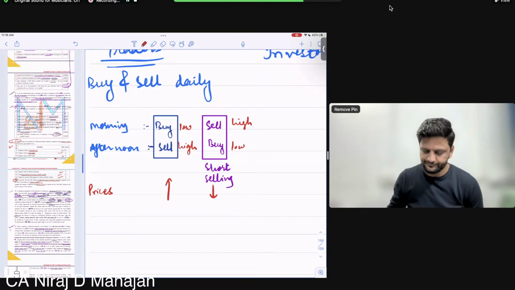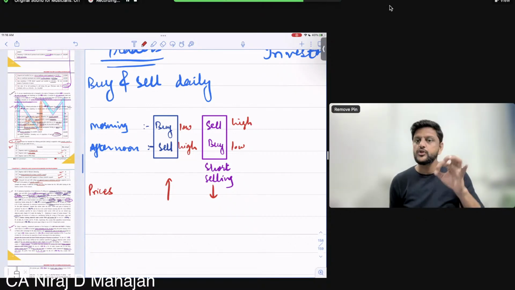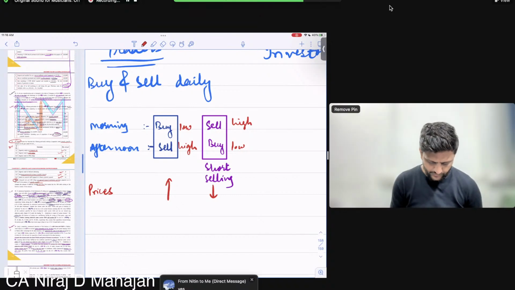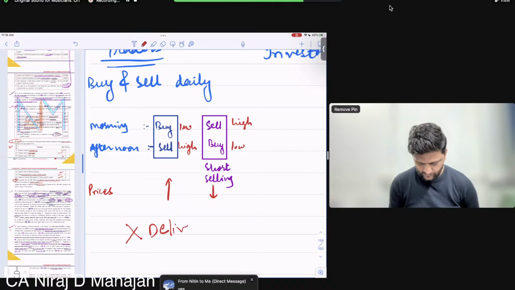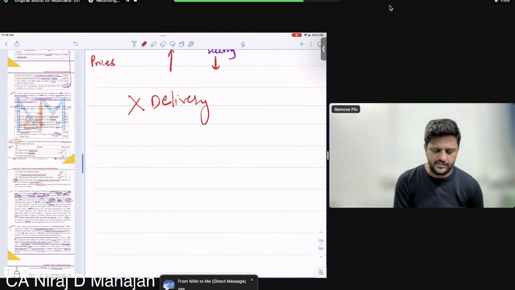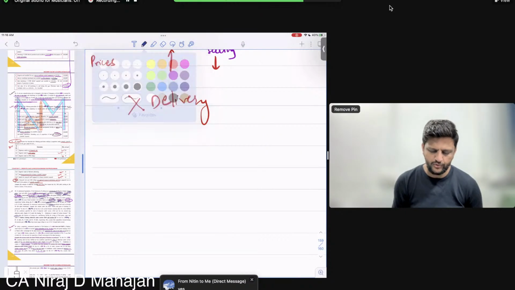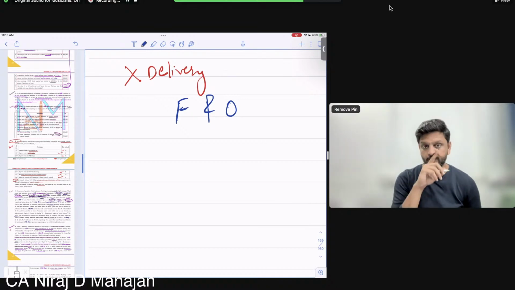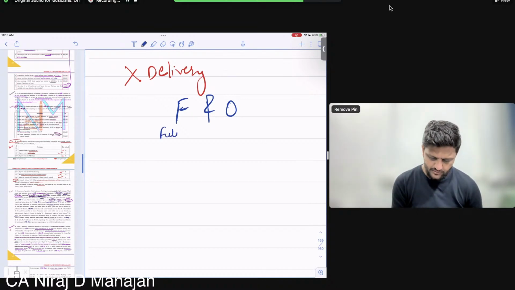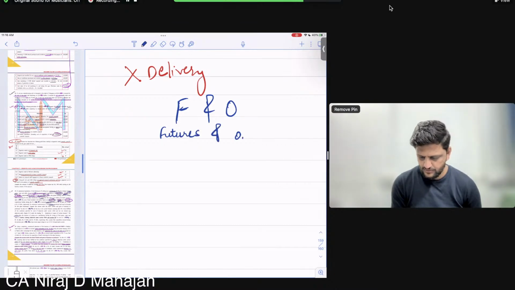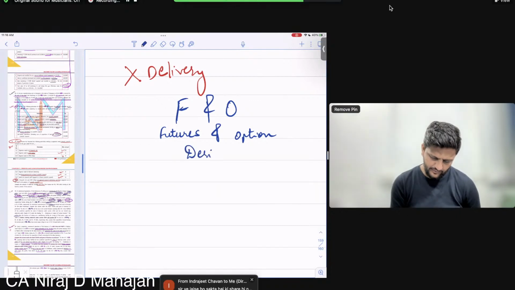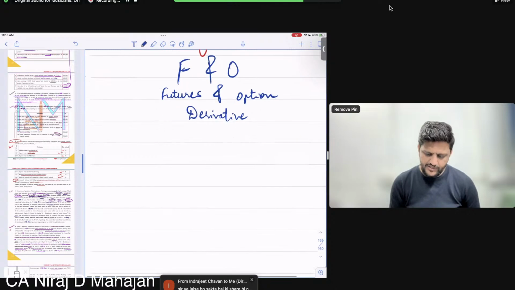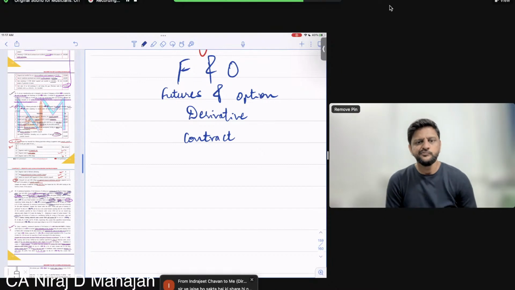Clear? Should I go ahead? So this is one of the ways where there is no delivery. Understood or no? And another fantastic concept which you can deal with at your own risk is F&O. That is futures and options, future trading or option trading. They're also called derivatives. Basically, it is just a contract. I'm not going into details.